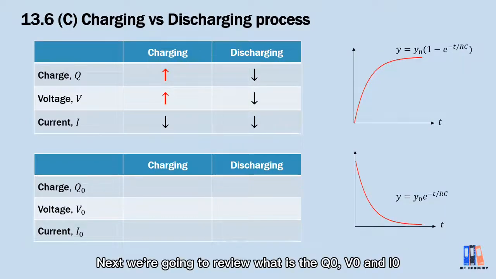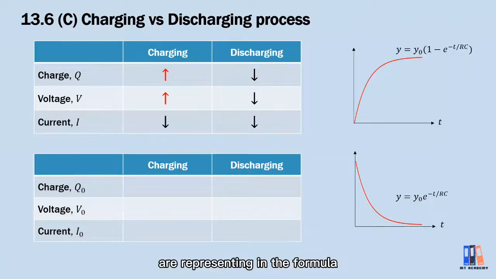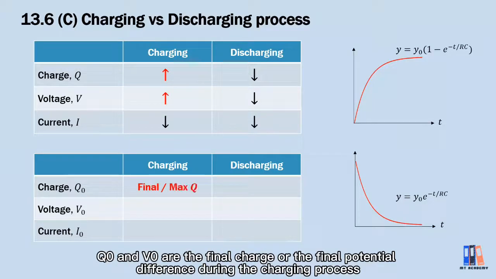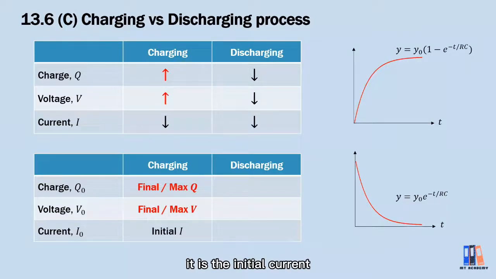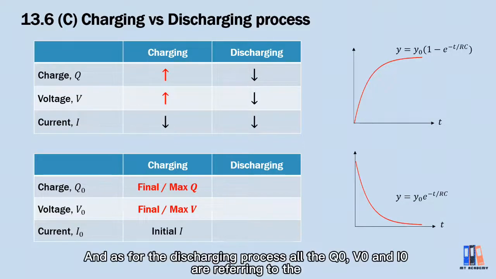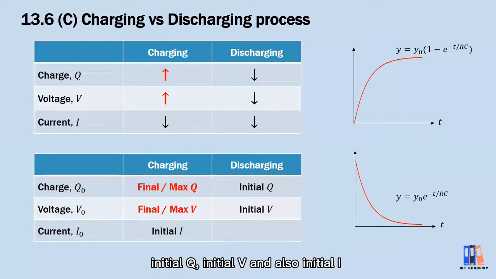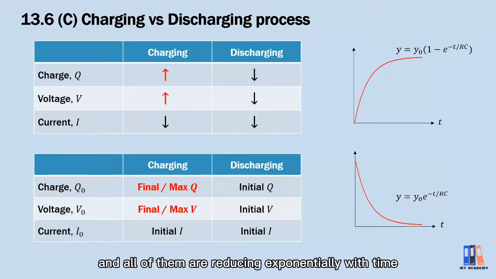Next, we're going to review what Q naught, V naught, and I naught are representing in the formula. First, during the charging process, Q naught and V naught are the final charge and the final potential difference. As for the current in the charging process, it is the initial current. And as for the discharging process, Q naught, V naught, and I naught are all referring to the initial Q, initial V, and initial I, and all of them are reducing exponentially with time.